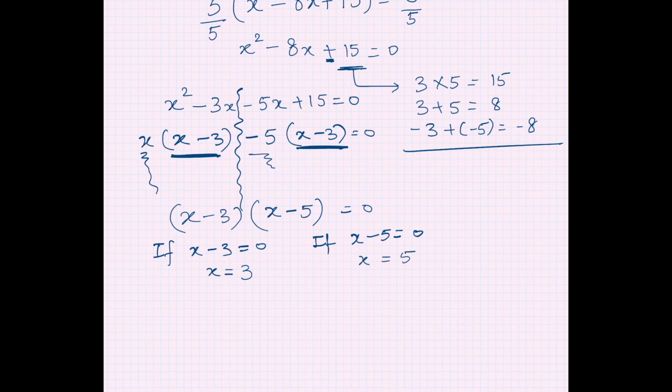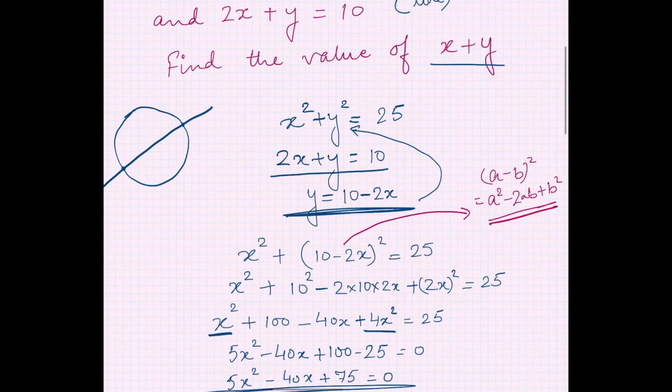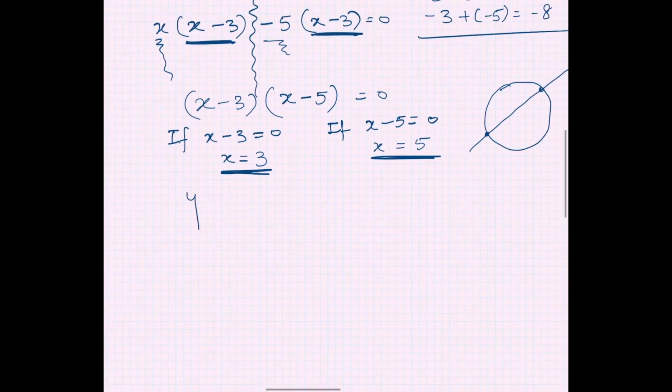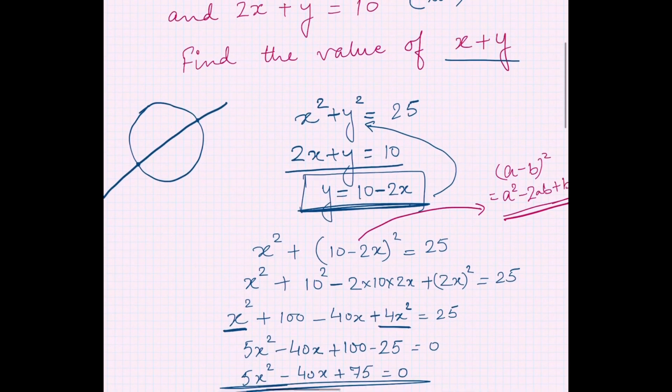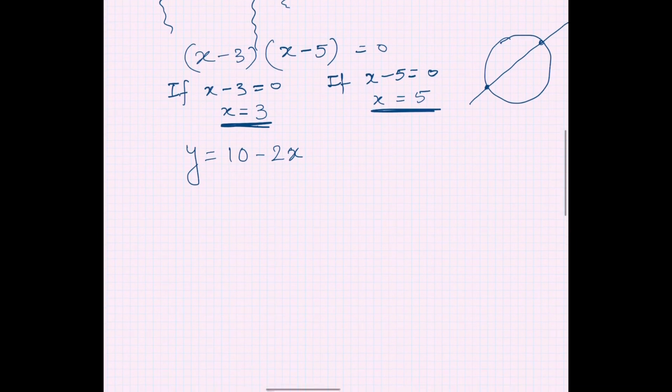So there are two possible answers, and as discussed above, I said that it is an equation of a circle and an equation of a line, and there is a possibility of two answers, and hence we have two answers here, two values of x. Now when we have two values of x, let's go back and see the main equation. The main equation was y is equal to 10 minus 2x. So if that was the equation, we substitute.